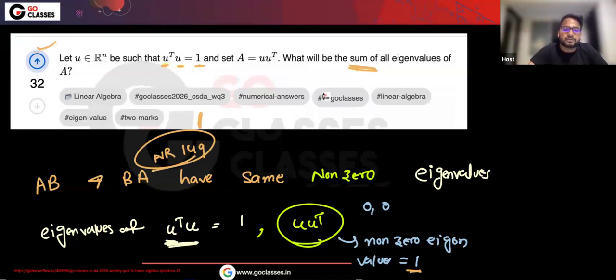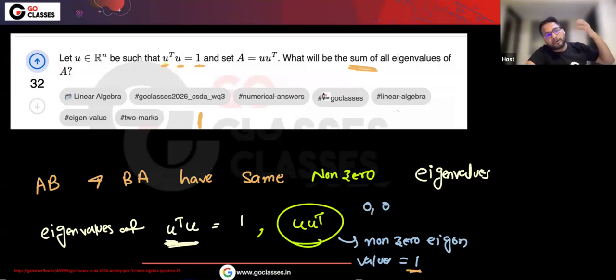So I hope you understood this question. Let me know if there is any doubt. Basically, the one thing you have to notice is that the non-zero eigenvalues of AB and BA should be the same. So the eigenvalue of U transpose U is 1, so the non-zero eigenvalue of UU transpose will be 1. Other eigenvalues will be 0. Is this clear to everyone? So the summation will be 1 only. Let me know.